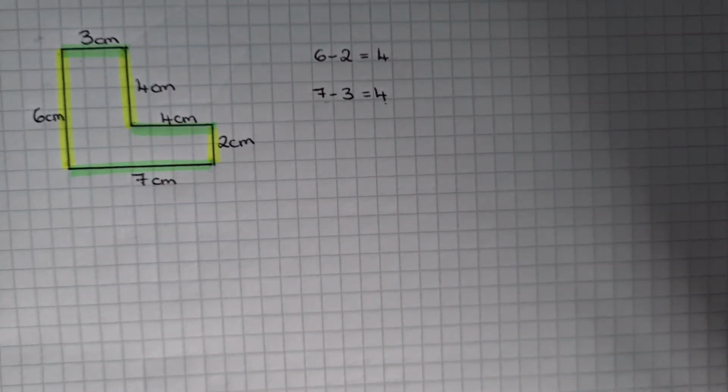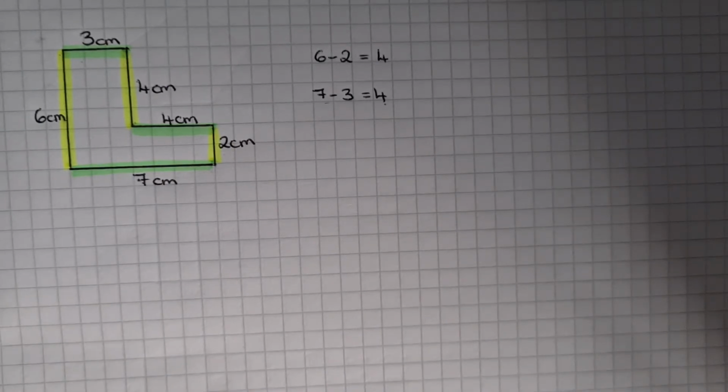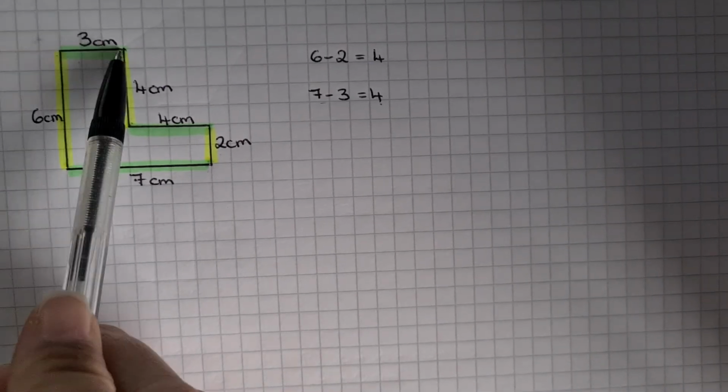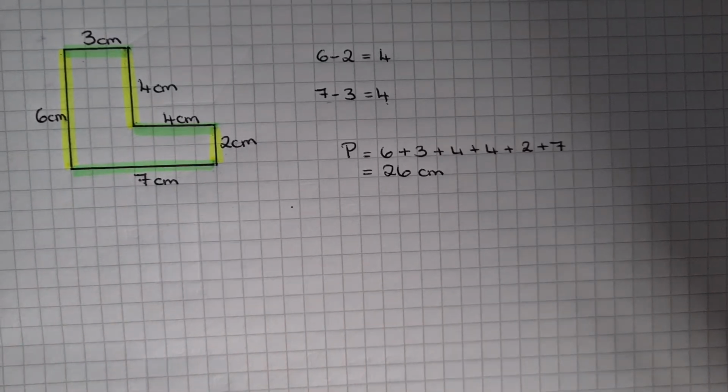So 4 centimetres. Once you've filled in the missing lines, then you can work out the perimeter. So you just go around them, adding them all up. So the perimeter of this shape is 26 centimetres.